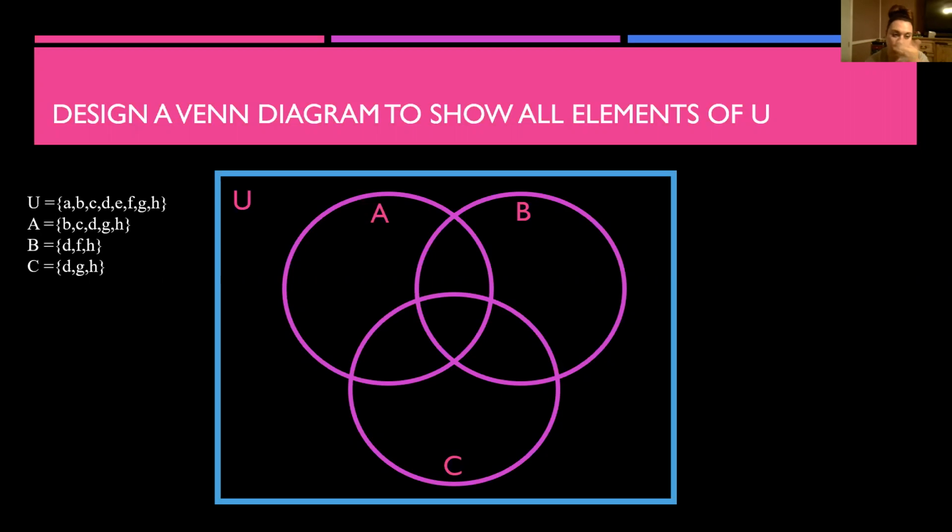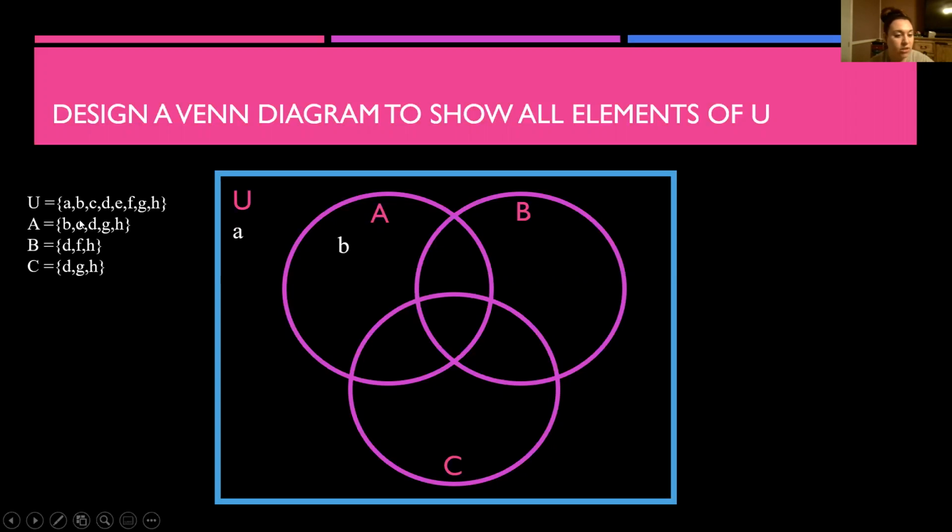Our universe, which is our entire box with our Venn diagram inside, contains a, b, c, d, e, f, g, and h. A contains a, b, c, d, g, and h, and then B contains d, f, and h, and C is d, g, and h. So automatically, lowercase a is the only thing that is not in any of these other elements. But b is in A and B.